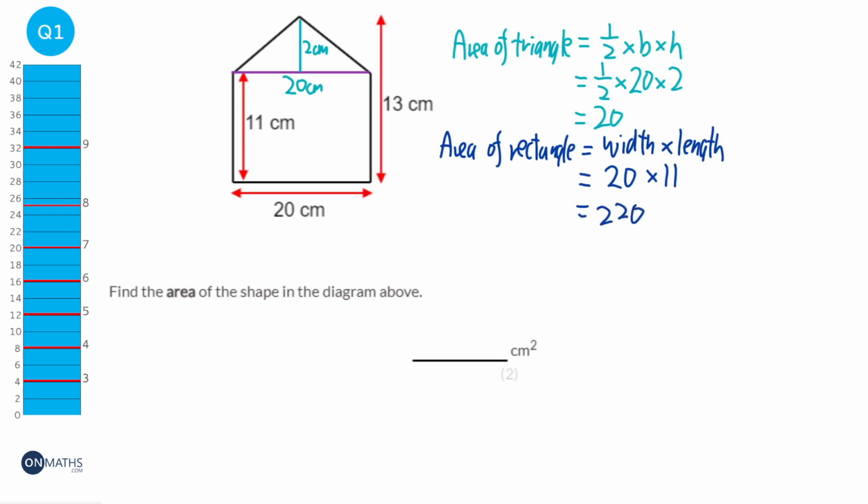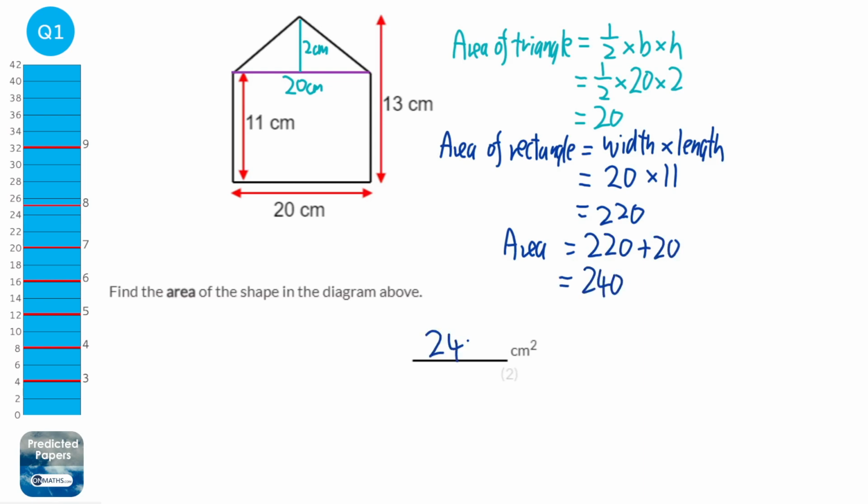Then to work out the total area of the whole thing, we're just going to add those together. So 220 plus 20, which is 240. The units are all in centimeters, and so the area units will be centimeters squared.